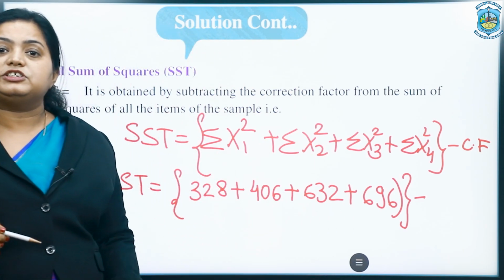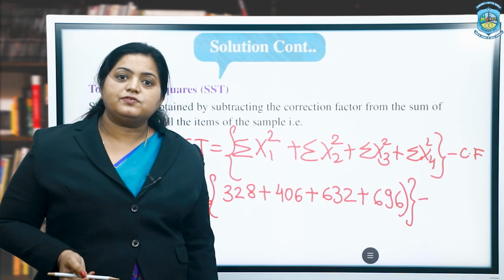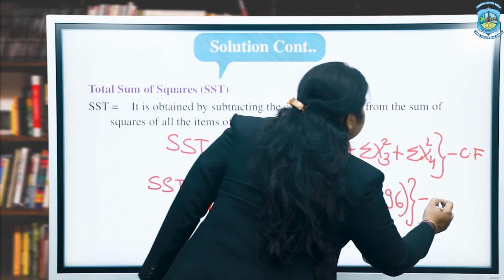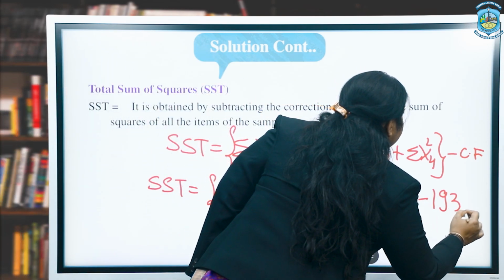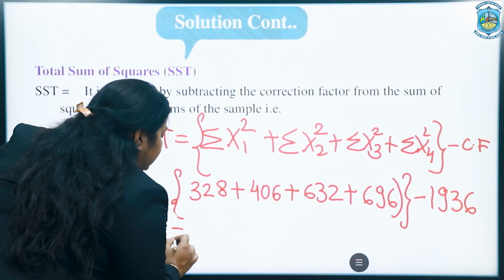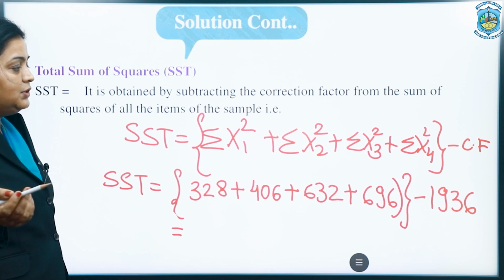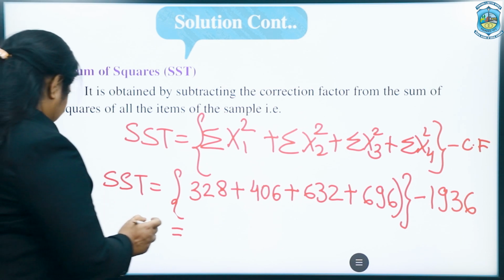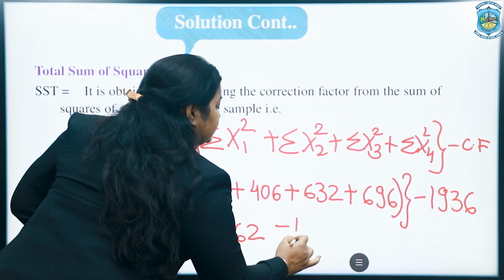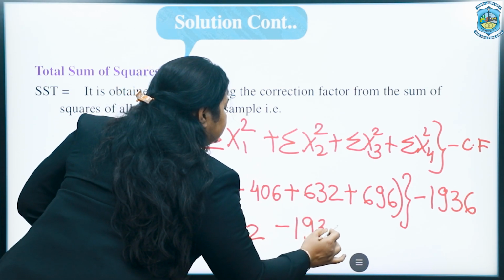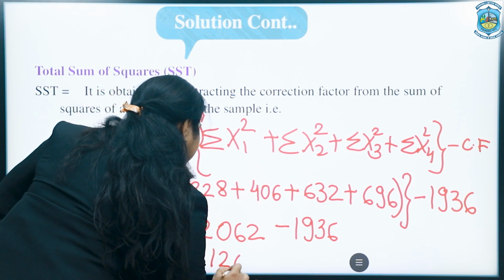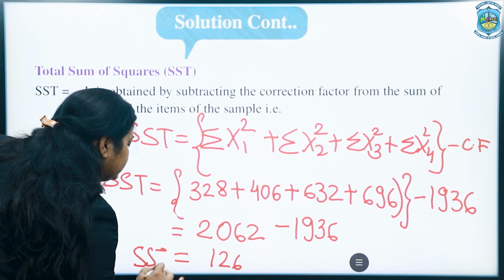Minus correction factor. Our correction factor was 1936, so put 1936 in place of the correction factor. Now the sum total of 328, 406, 632 and 696 is 2062, minus the correction factor, that is 1936. So the answer is 126. So our SST is 126.